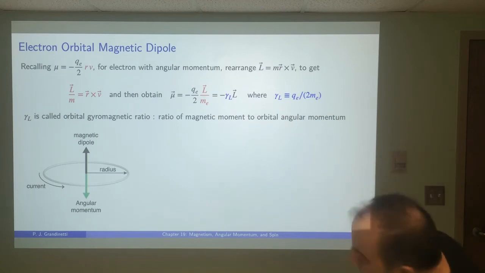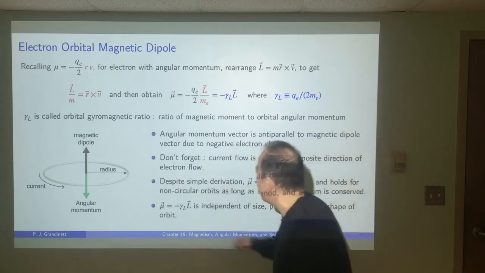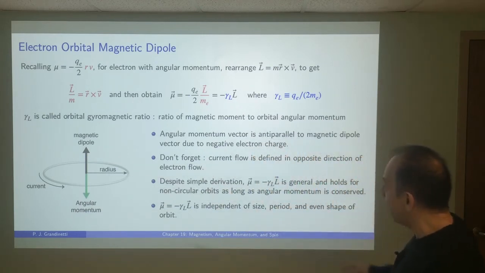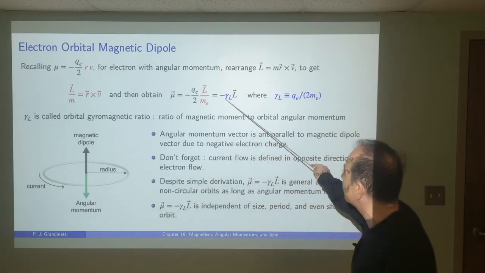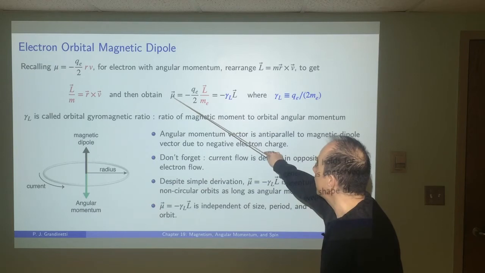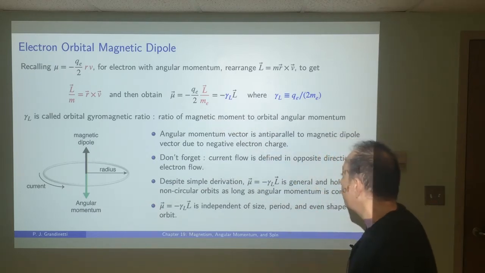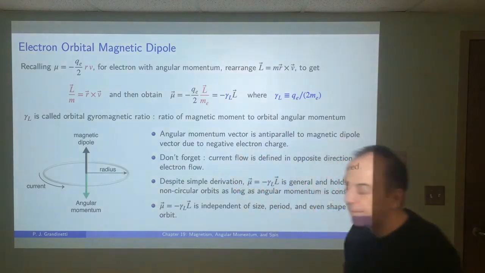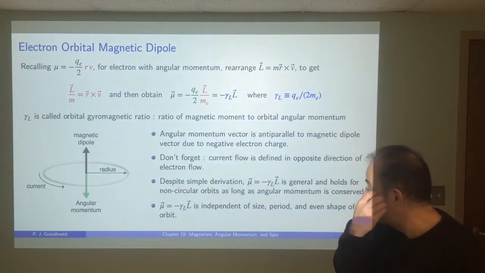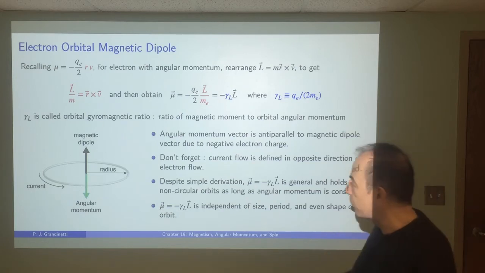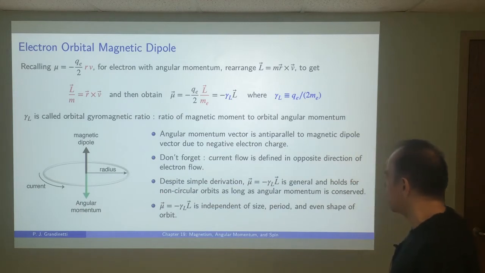Now, remember that the angular momentum vector here is anti-parallel to the magnetic dipole moment that's generated because of the negative charge of the electron. There's a negative sign here. So if this is pointing up, then that's pointing down, and vice versa. Also, don't forget that when we're talking about current, current in electricity is defined as positive flow. So the electron flow would be in the opposite direction of the actual current.